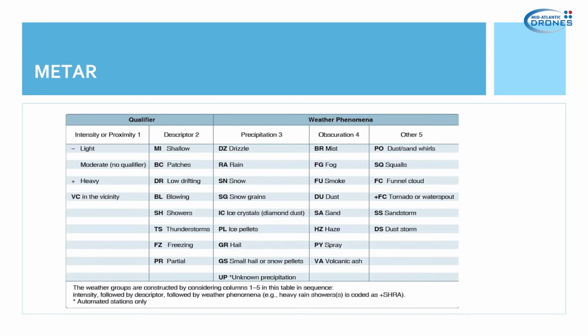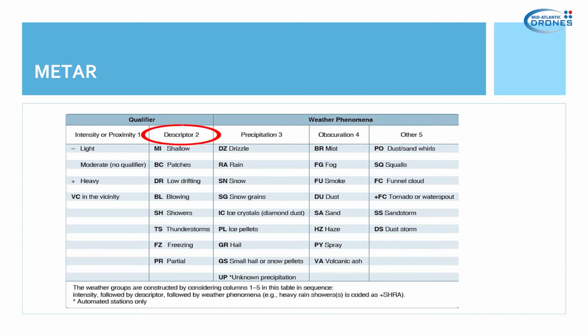Now let's look at some of these codes. In here we have BR, which of course, like I said, it means mist. But here are others. The first thing that we have is intensity or proximity. This is for precipitation. For example, you can have a minus RA for rain, and that would be light rain. If you have no qualifier, that's going to be moderate. If you have a plus, so a plus RA, that means heavy rain. And then VCRA, that means rain in the vicinity.